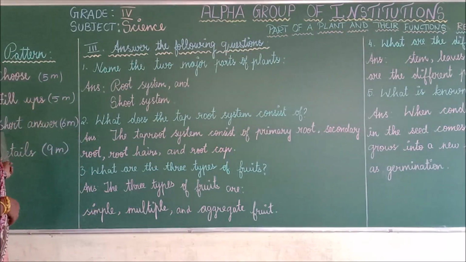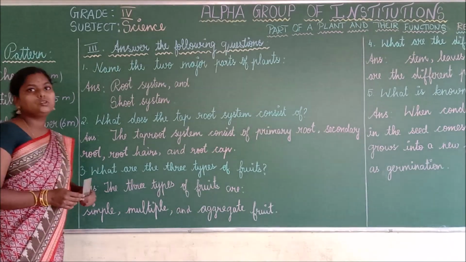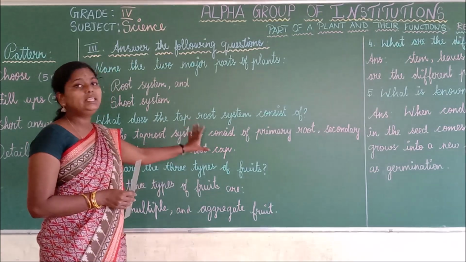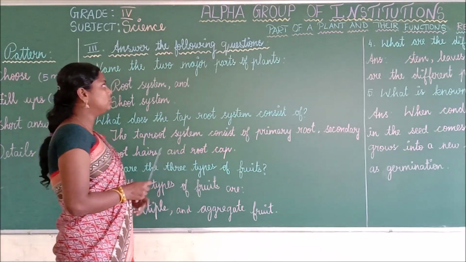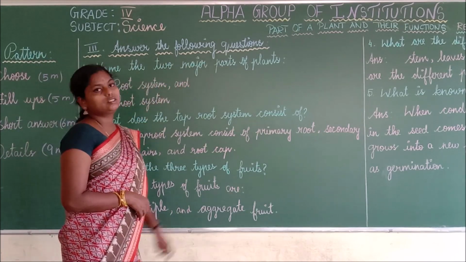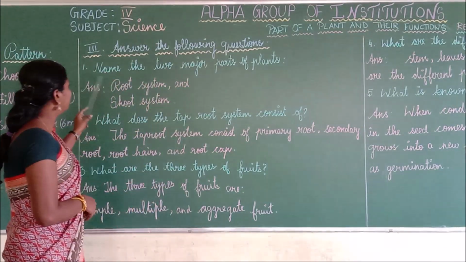The next part, short answers. In this you will be getting 3 questions. Each question carries 2 marks, and for 3 questions it will be 6 marks. Shall we move into the questions? Part 3. Answer the following questions. Now we are going to see question number 1.